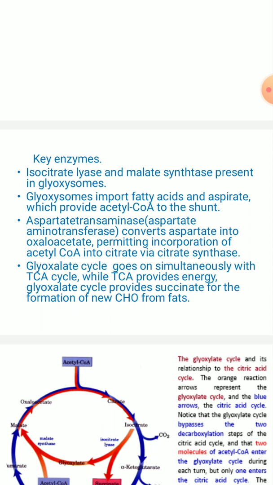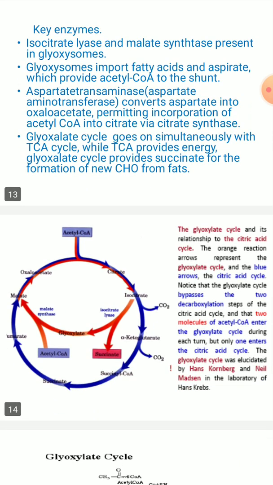This glyoxylate cycle goes on simultaneously with the TCA cycle. The TCA cycle provides the energy, whereas the glyoxylate cycle provides some more succinate molecules for the formation of new carbohydrate from fat molecules. So you can make this out in this cycle.